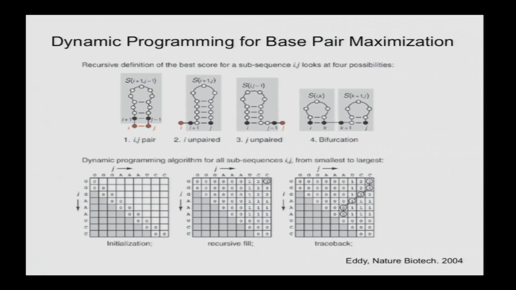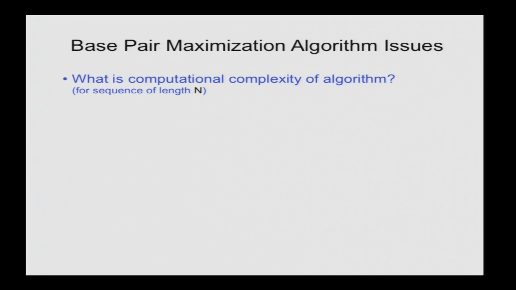And then you trace back, and you can see whenever you're moving diagonally here, you're adding a base pair. Remember, you add one on each end, so you're moving diagonally and adding a base pair, and you get this little structure here. All right. So, computational complexity of the algorithm.